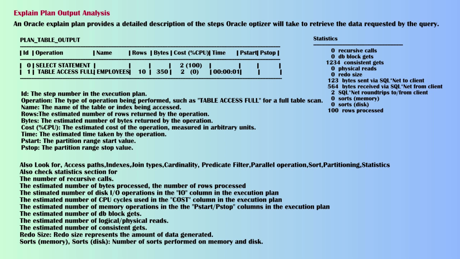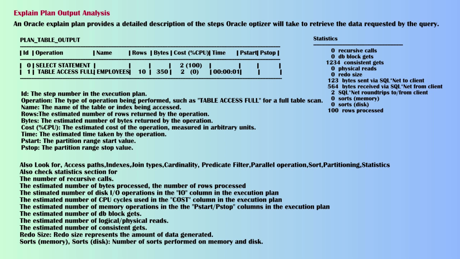Cardinality estimates. Cardinality estimates are the estimated number of rows returned by a specific step in the execution plan. Check whether the estimates are accurate or not. Inaccurate estimates can lead to suboptimal query performance. Cost. The cost represents the estimated resource usage for a particular step. Look at the cost of each step in the execution plan. Check the high-cost operations that may be causing performance issues.